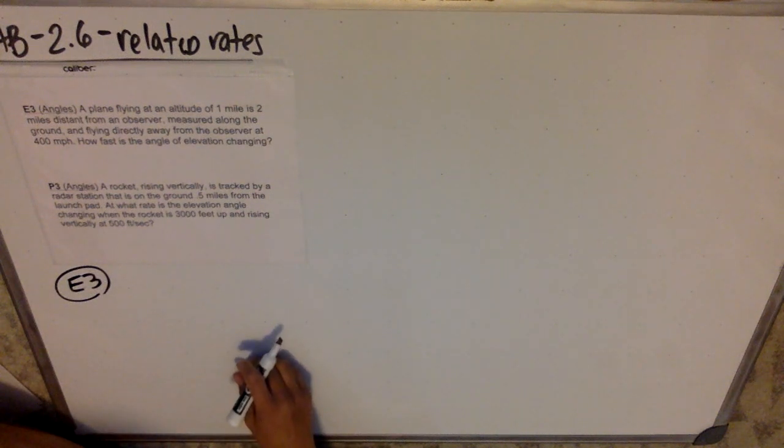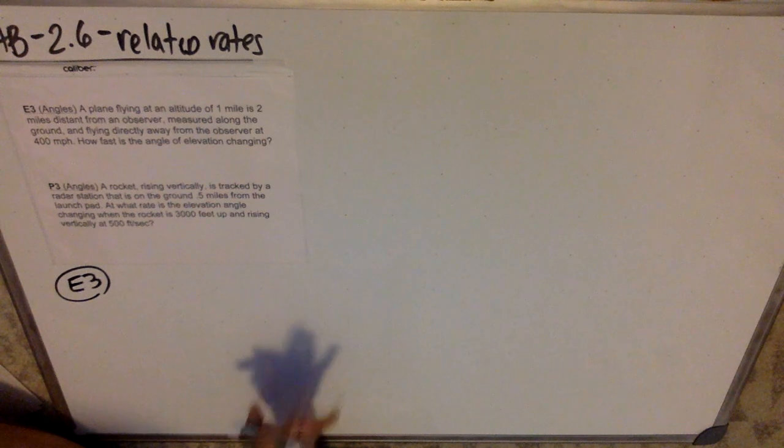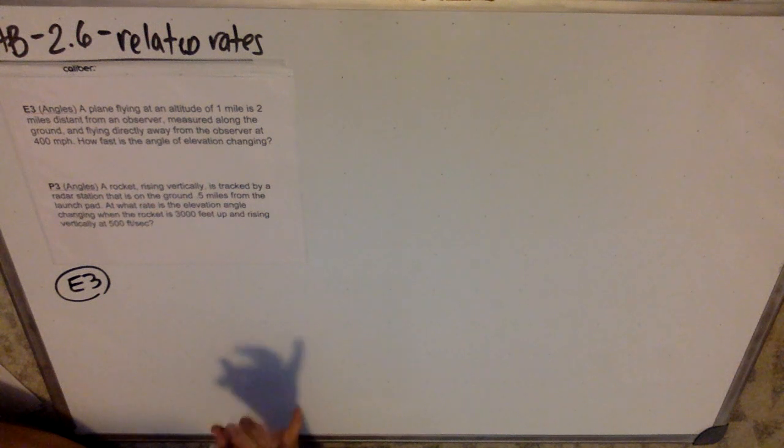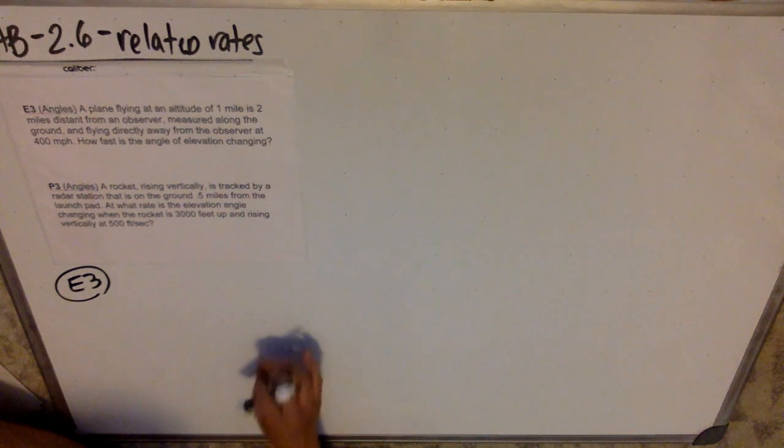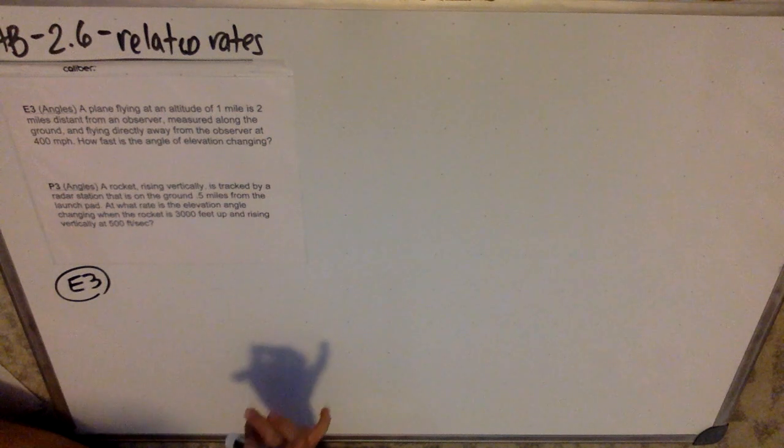E3: a plane flying at an altitude of 1 mile is 2 miles distant from an observer, measured along the ground. Now that's important because they're saying that is ground distance, and flying directly away from the observer at 400 miles per hour. How fast is the angle of elevation changing?